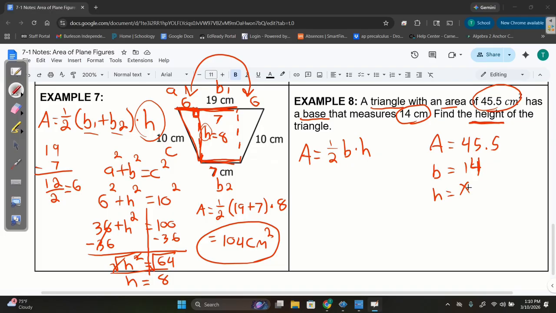Now what we've got to do is plug this in to the formula and solve out for the missing variable. The area is 45.5, so I'm going to replace A with 45.5. 1/2 stays 1/2. The base is 14, but we don't know the height. The height is going to be x.